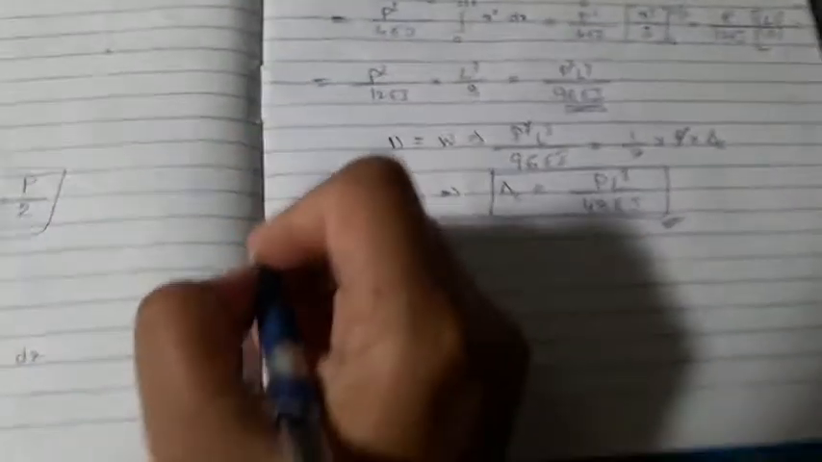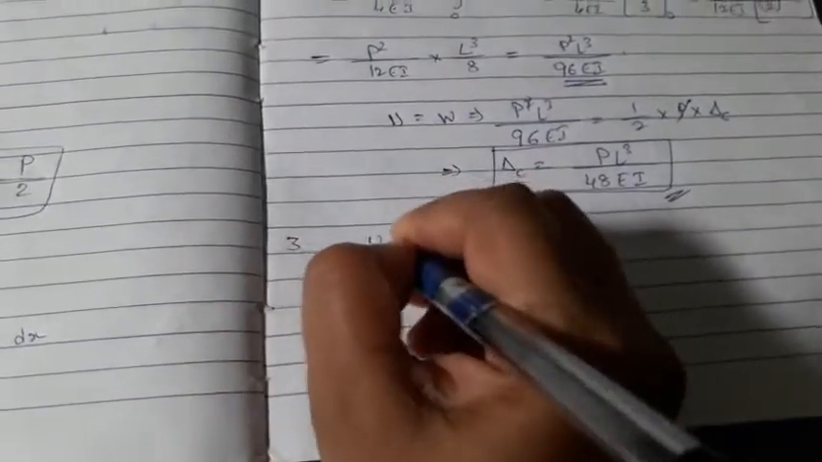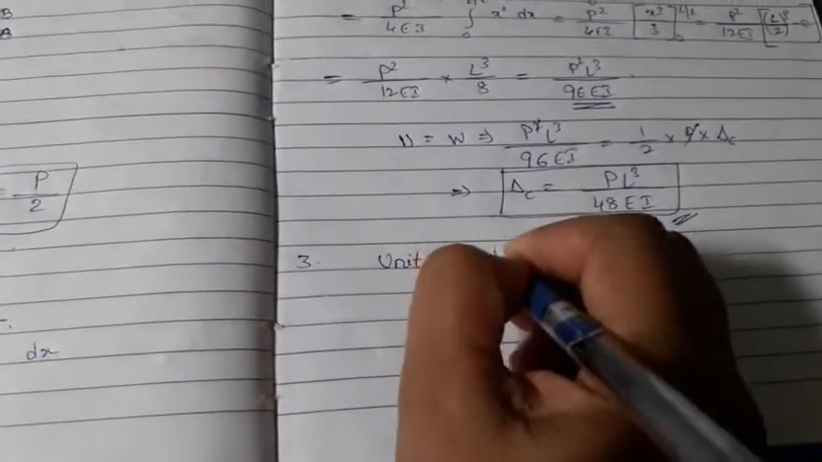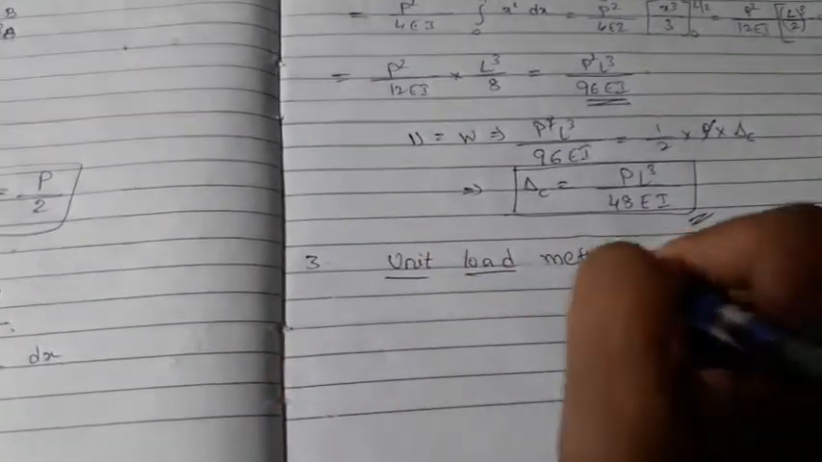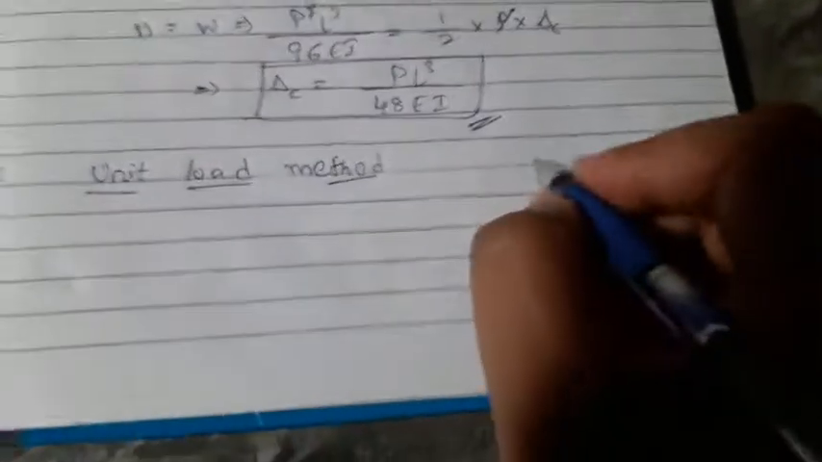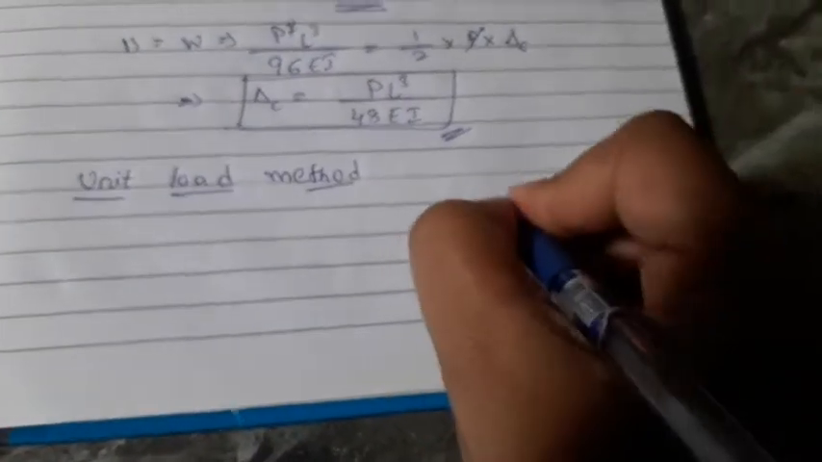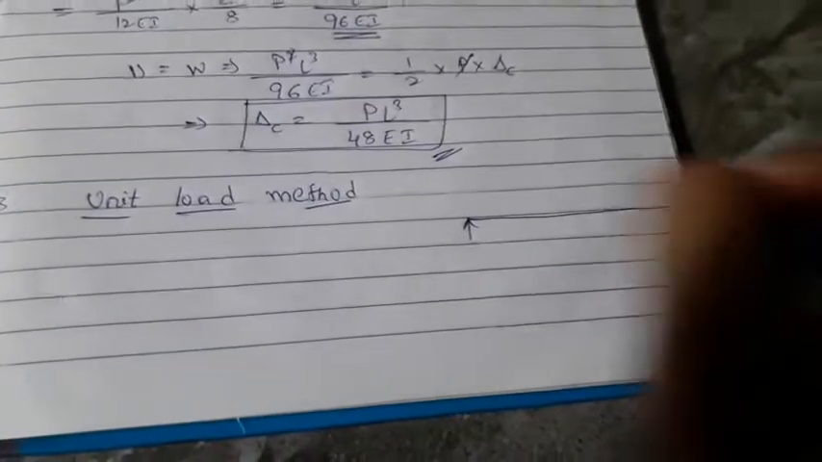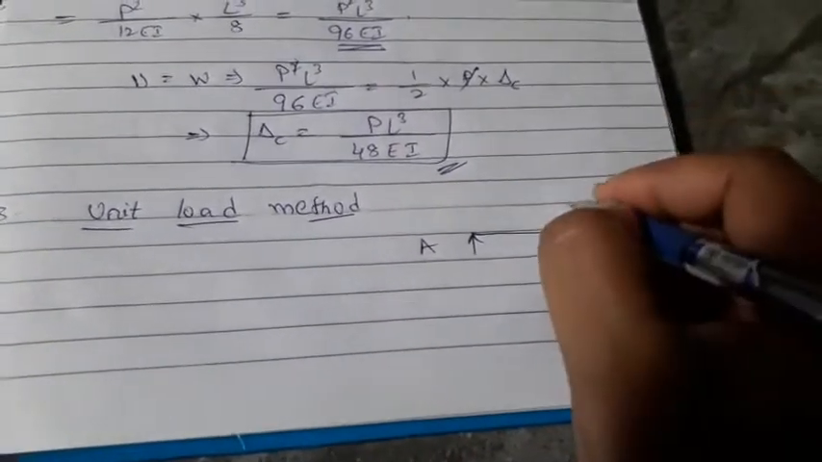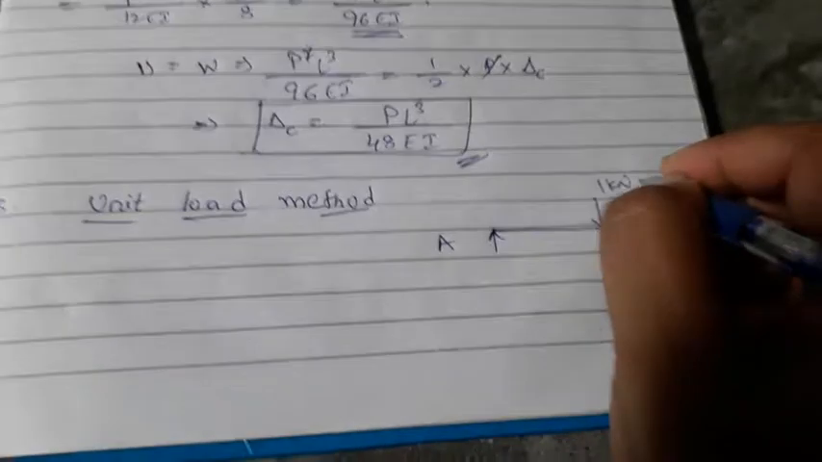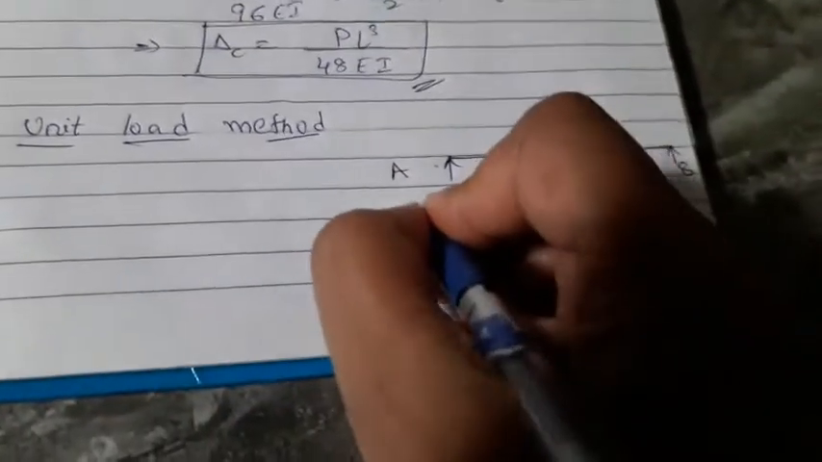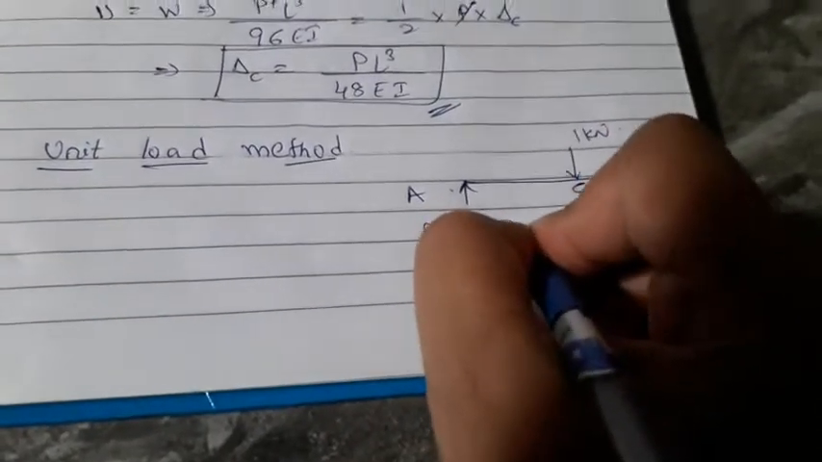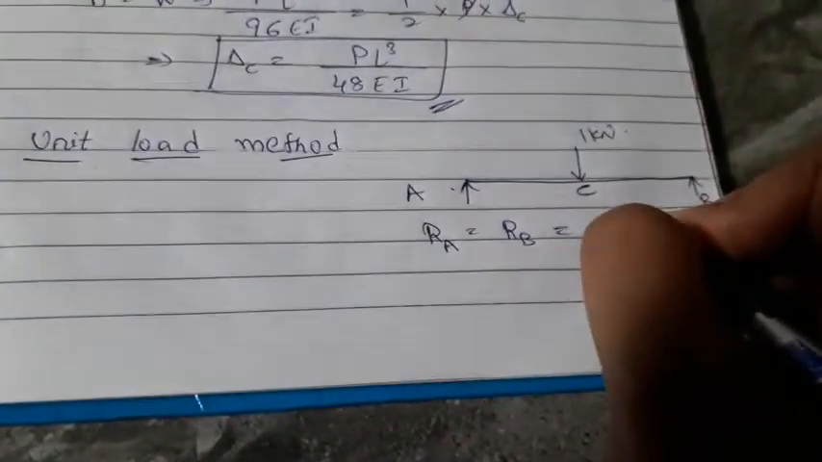Let us take the third method, that is unit load method. In unit load method, what we have to do is replace the load by 1 kilonewton. Unit means 1. So replace P by 1 kilonewton. Let us take this as C. So from this we get RA is equal to RB is equal to 1 by 2 kilonewton.